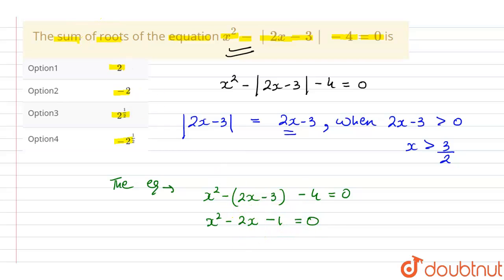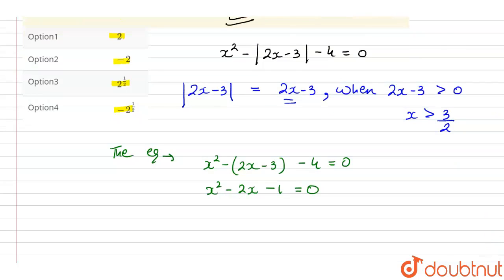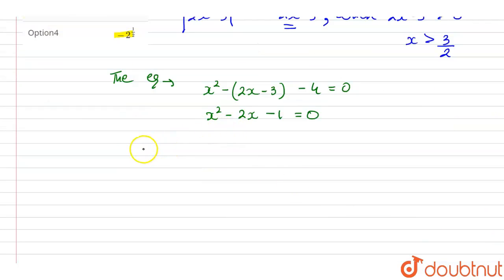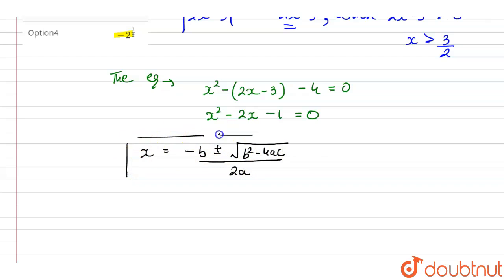So we know the formula for the root, because x is the root of this particular equation. x will be equal to minus b plus or minus under root of b square minus 4ac, divided by 2a. So this is the formula to find out the root of the equation, right? So if we put the values of a, b and c, where the coefficient of x square is a, the coefficient of x is b, and this particular term is c, we'll get the roots.